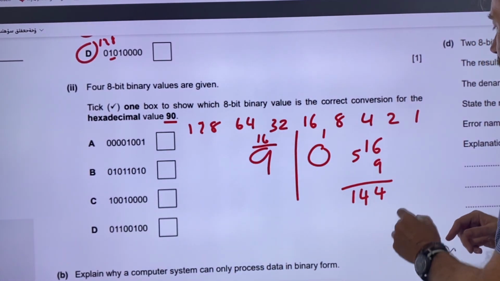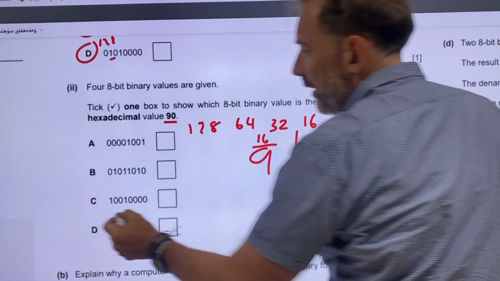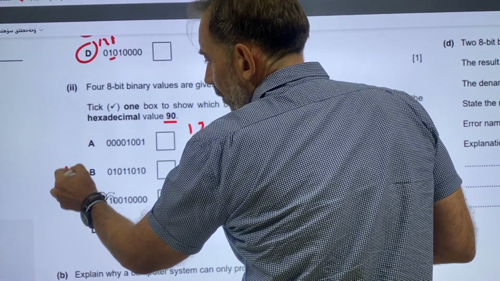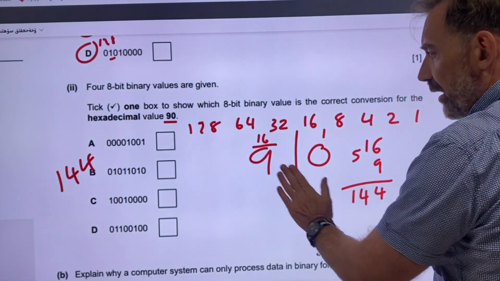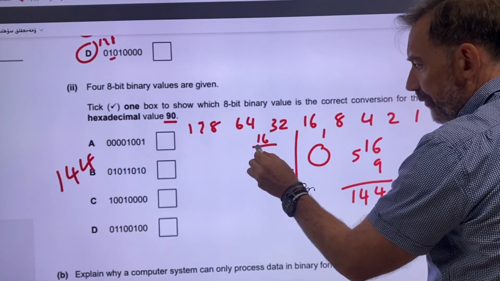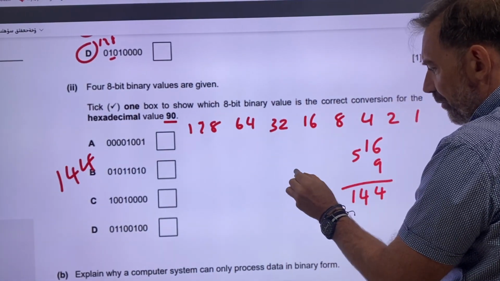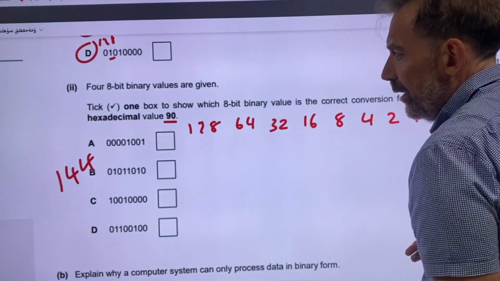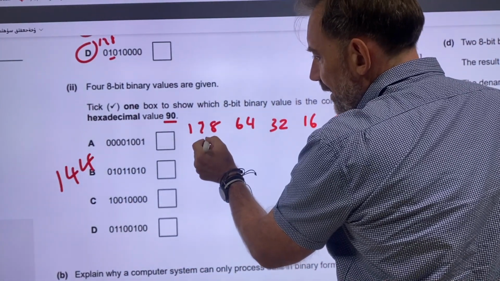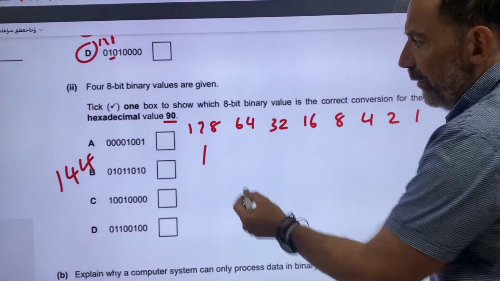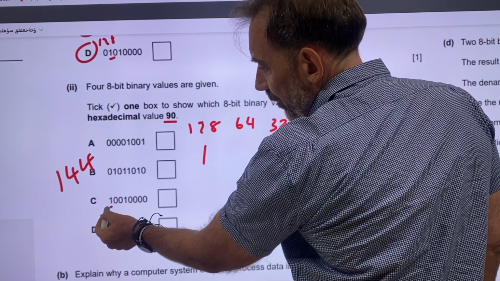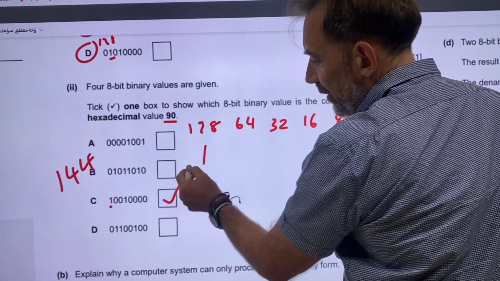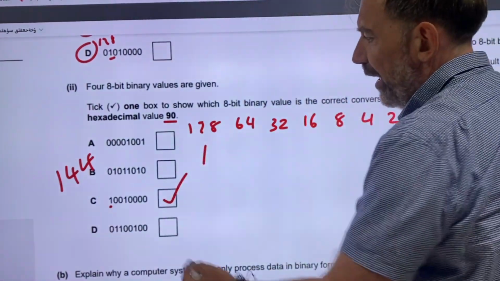144. So I'm just going to put a little note in here. We're looking for 144. So if I rub this out, I hope you got that. I hope that made sense. 144. Obviously, 128 goes into 144, so it's got a 1. So it must be that one. Without doing the rest of it, it must be that one.